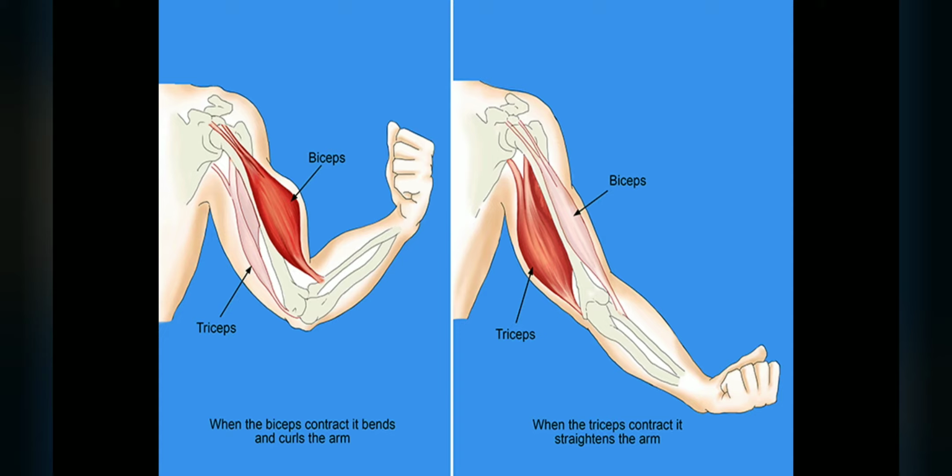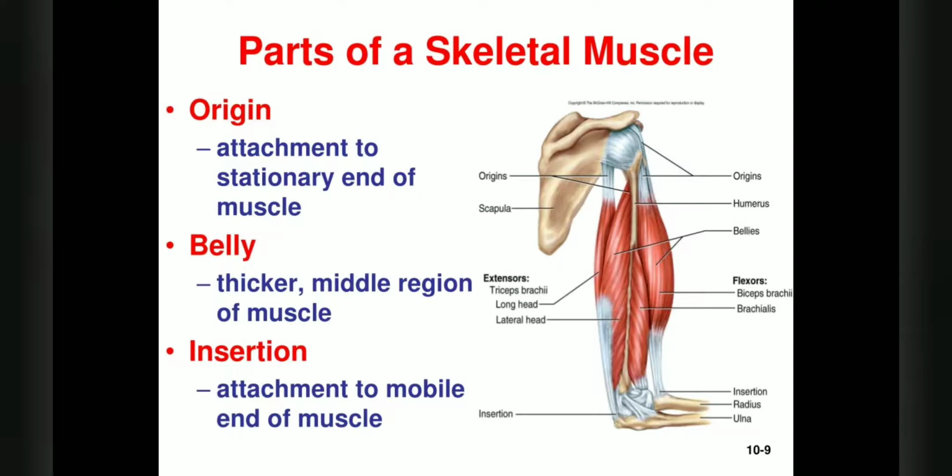At any joint, you will find two types of bones are present. They are stationary and movable bones. Now, the end of a muscle attached to the stationary bone is called origin, and the opposite end, which is attached to the movable bone, is called insertion. And now here you will find the middle portion is there. The middle part is thick, and this middle thick part of muscle is called belly.